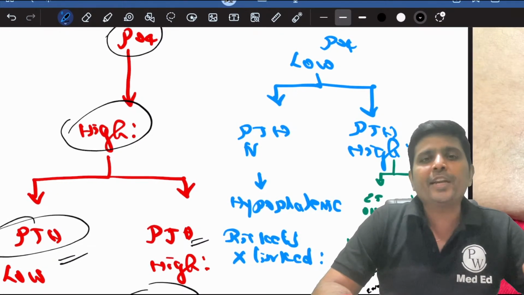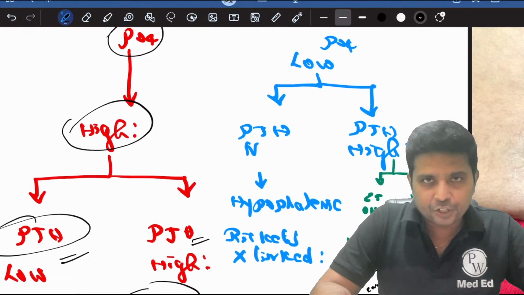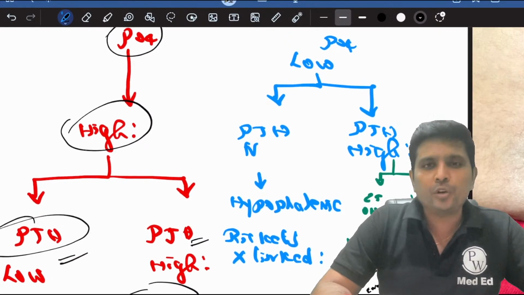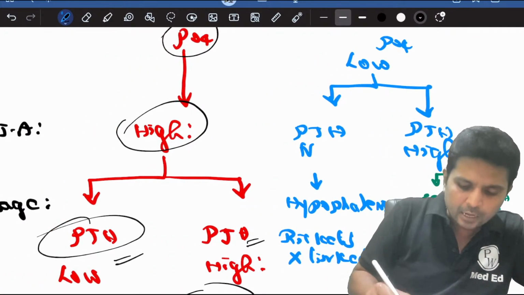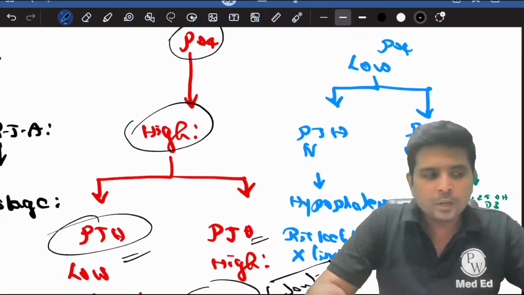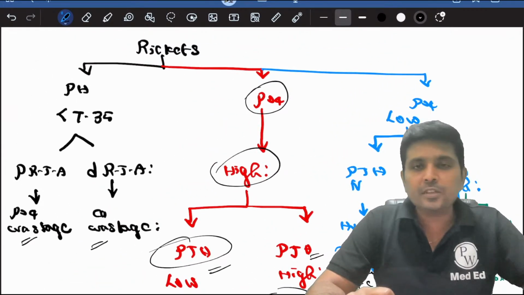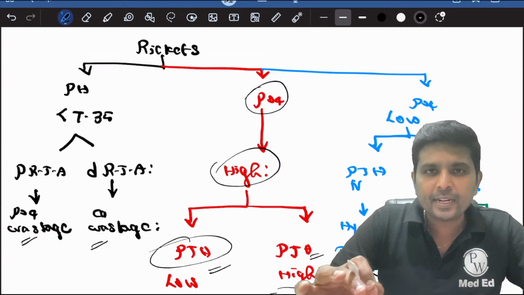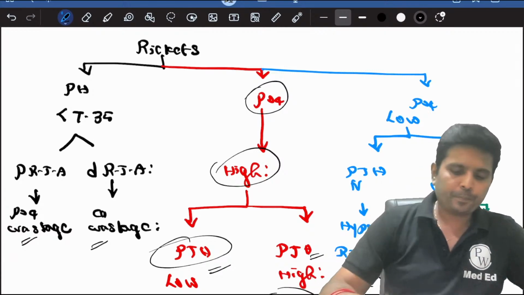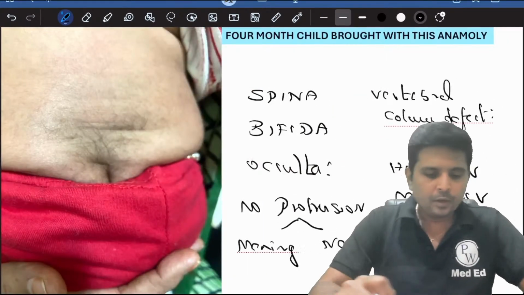In this, you need to give phosphorus supplementation in the form of Joulie solution, which contains phosphorus. So this is the approach to resistant rickets. Definitely you will be getting one question in rickets, right?